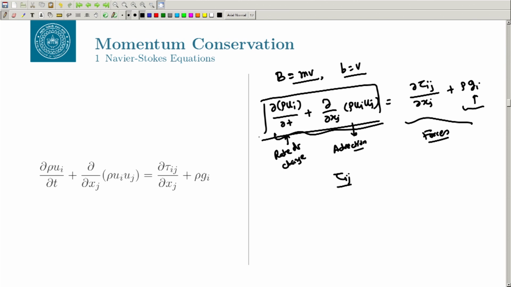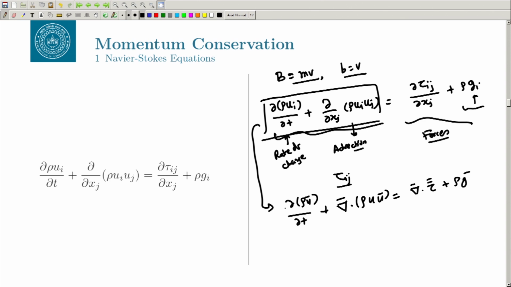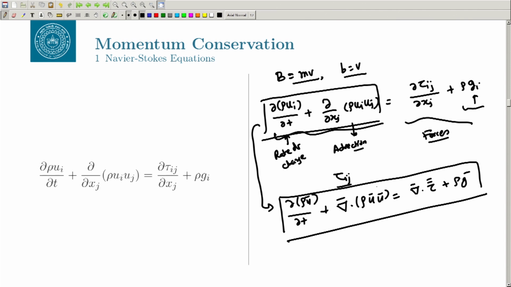If you want to write this expression in the vector form, that will be del rho u by del t plus del dot rho u u, which will be equal to del dot tau plus rho g. This is how you write it in the vector form, and many of you may be familiar with the vector form, so that is why I wrote it for you. It is very trivial that the rate of change is equal to the forces.